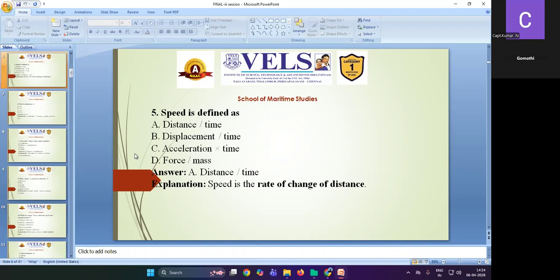Speed is defined as, what is speed? How can we calculate the speed? Speed is equal to distance by time. The rate of change of distance is called speed.